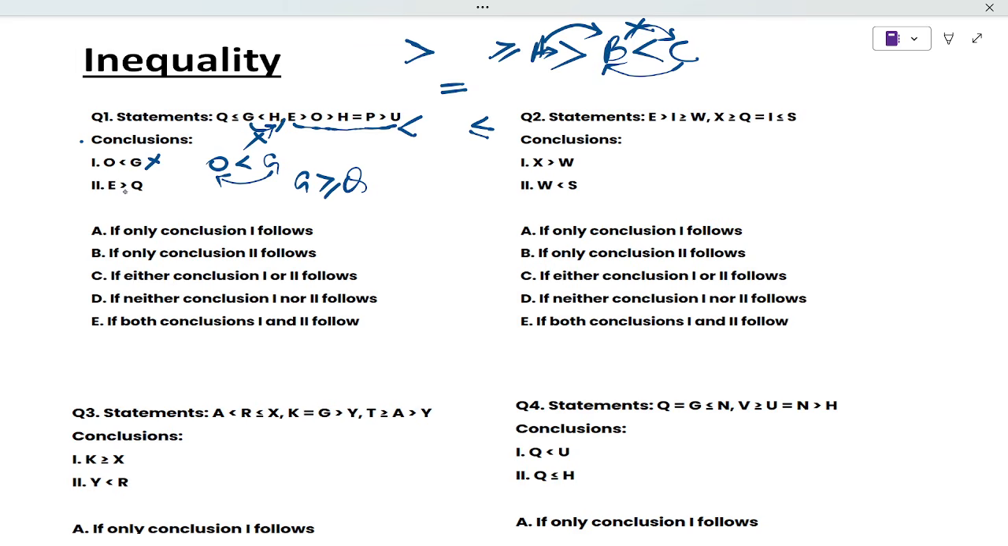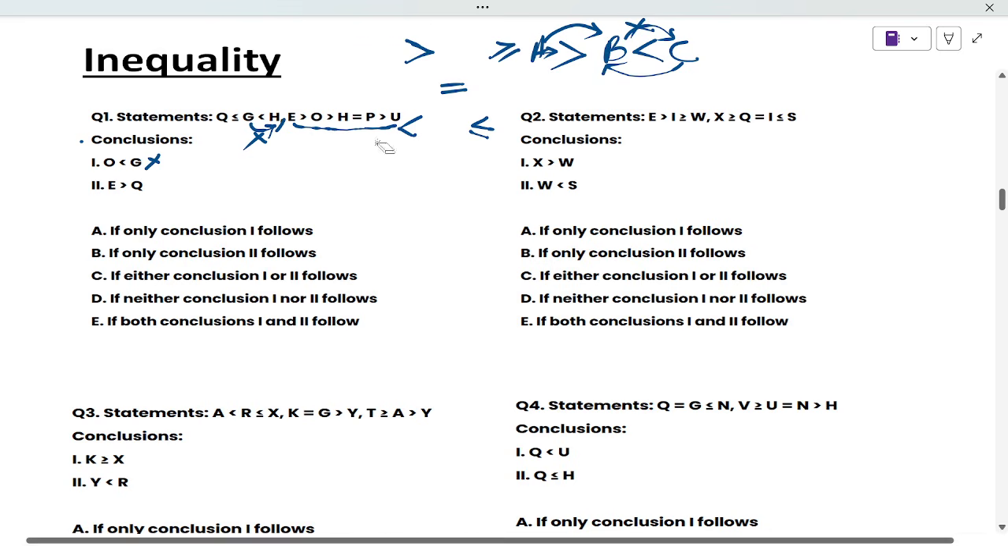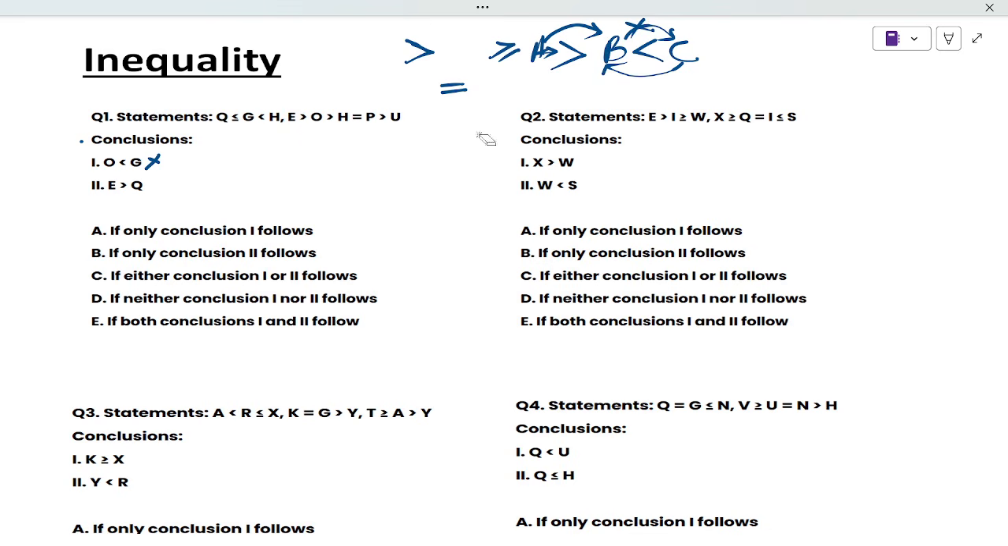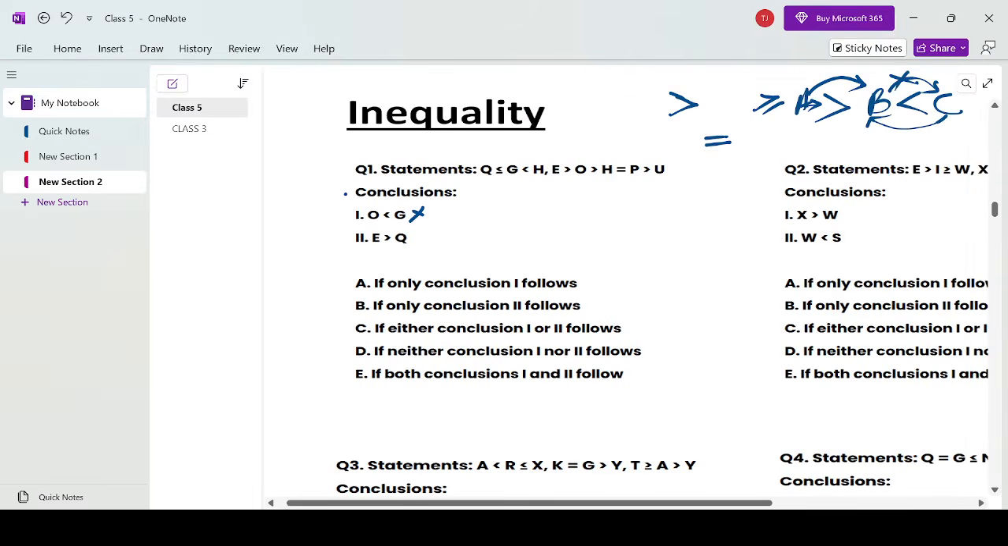Next one: E is greater than Q. E is greater than Q, so we have to check again. Let's check. So E is greater than Q, then we have to see whether we can reach O from E, because the path is there. We can reach O from E, the path is there, on the other side.